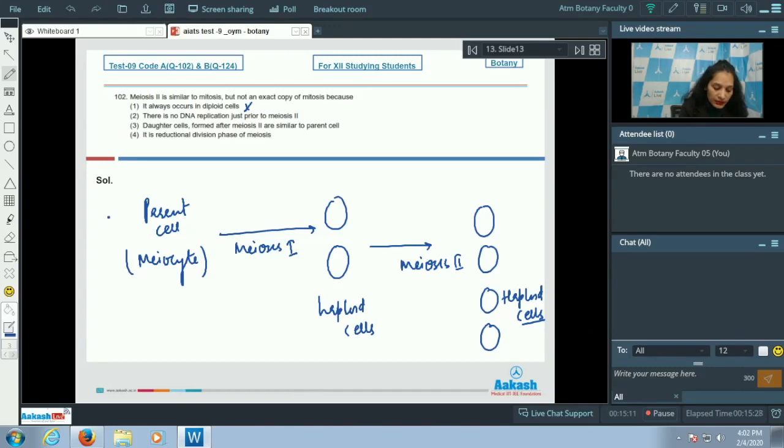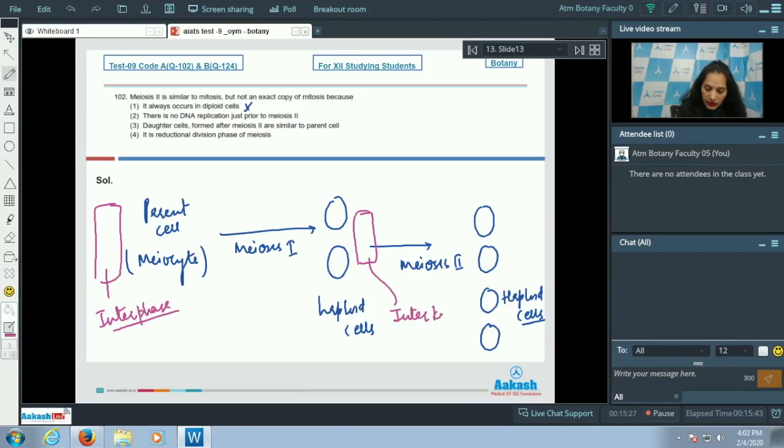Before meiosis 1, there is the preparatory phase called the interphase. And before meiosis 2, there is a preparatory phase called the interkinesis. Interphase and the interkinesis both are similar to each other, except that the DNA replication does not occur in interkinesis. So here in interkinesis, there is no DNA replication. Now see the options. It always occurs in the diploid cells. No, meiosis 2 occurs in the haploid cells.